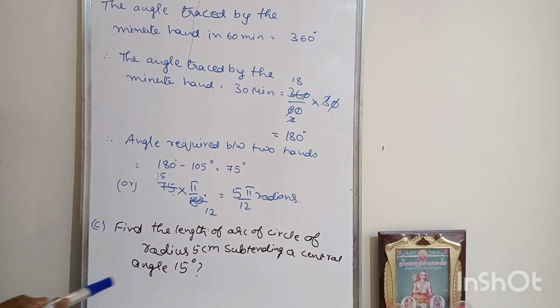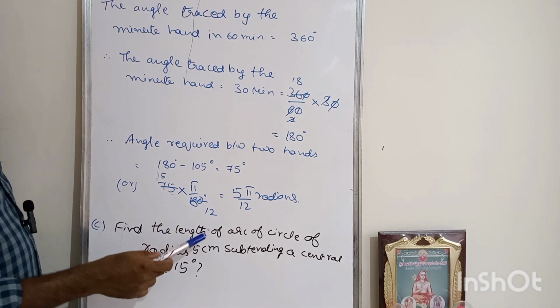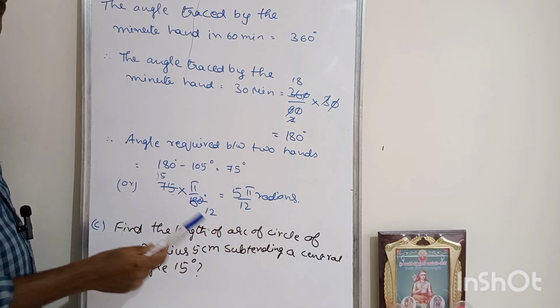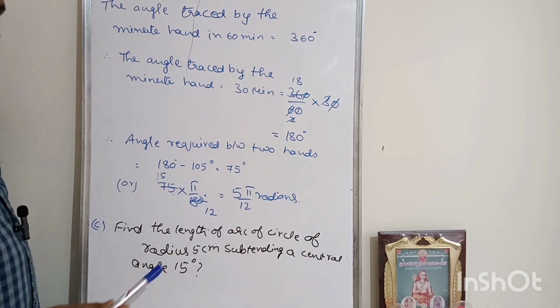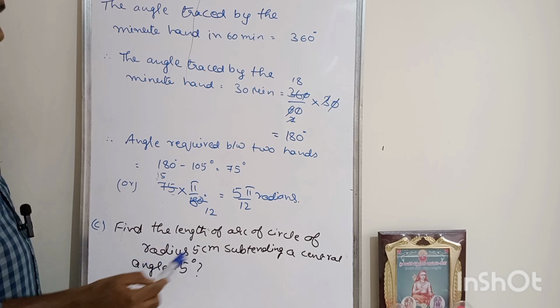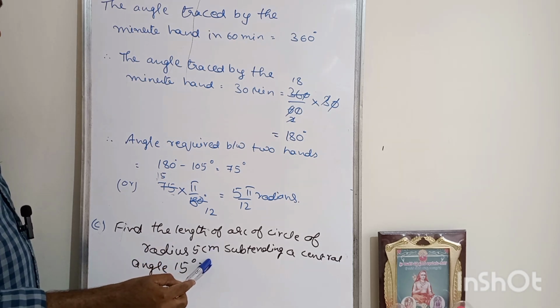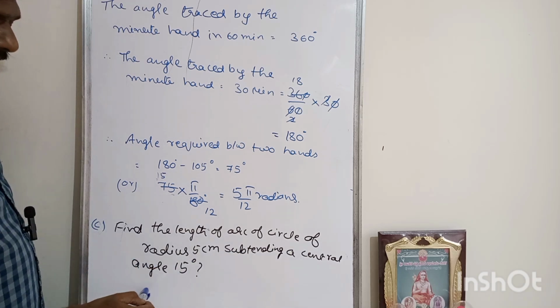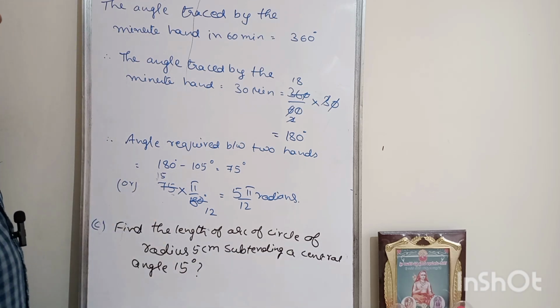Then, the third problem. Find the length of the arc of a circle of radius 5 centimeters subtending a central angle of 15 degrees.